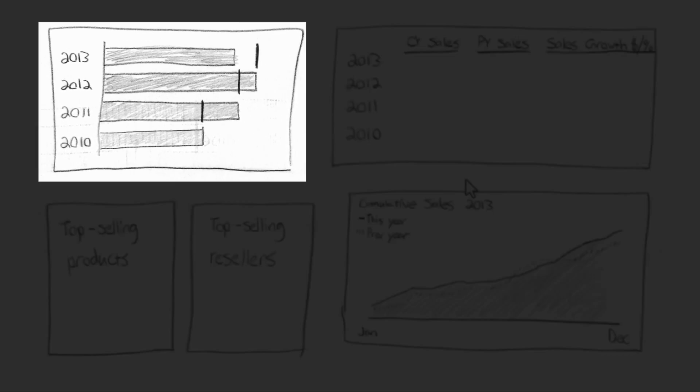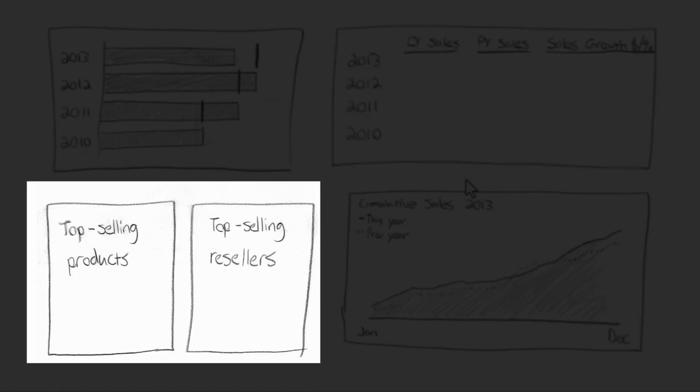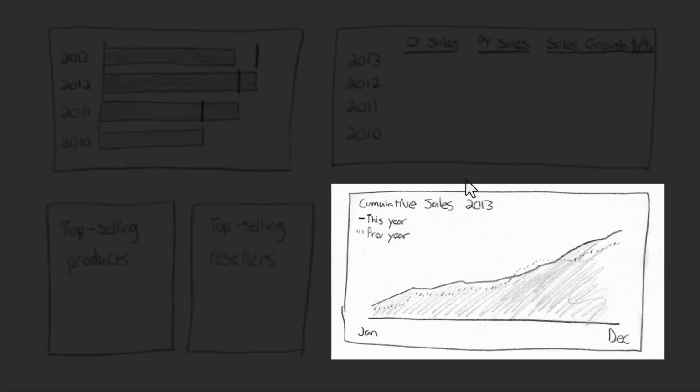The first one on the top row looks like a bullet chart because we have these black lines that are often used to represent targets or comparison values on bullet charts. The next one on the top row looks like a basic table. Then on the bottom row, we have some boxes that just say top-selling products and top-selling resellers. So it seems Brian doesn't know what he wants here and is giving us some creative freedom to figure it out for ourselves.